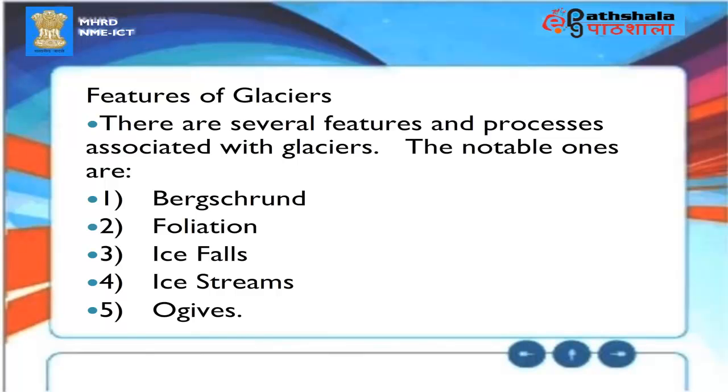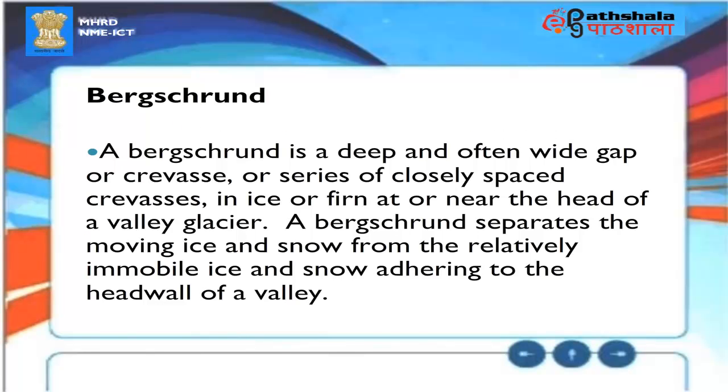Features of glaciers. There are several features and processes associated with glaciers. The notable ones are bergschrund, foliation, ice falls, ice streams, and ogives. Bergschrund. A bergschrund is a deep and often wide gap or crevice or series of closely spaced crevices in ice or firn at or near the head of a valley glacier. A bergschrund separates the moving ice and snow from the relatively immobile ice and snow adhering to the head wall of a valley.